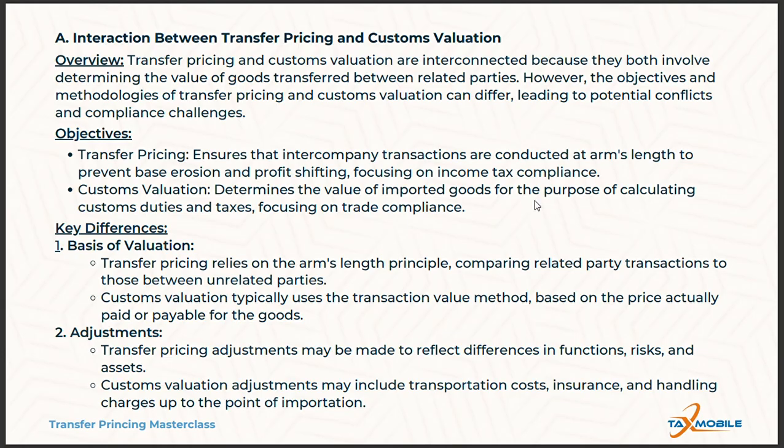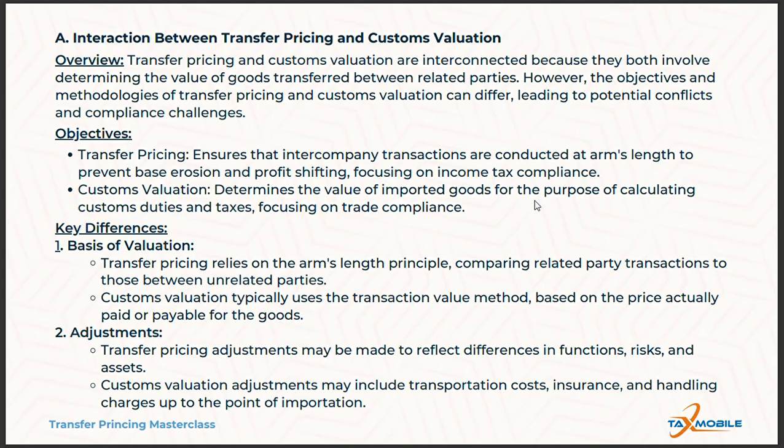So transfer pricing focuses on income tax compliance. It ensures that companies charge arm's length prices on goods and services transacted between related entities, so that profits are appropriately allocated across jurisdictions, and we avoid what's known as base erosion and profit shifting, BEPS, where profits are shifted to low tax jurisdictions.